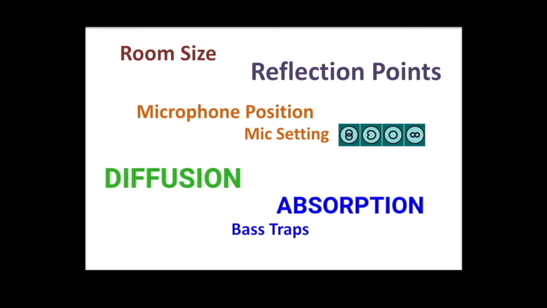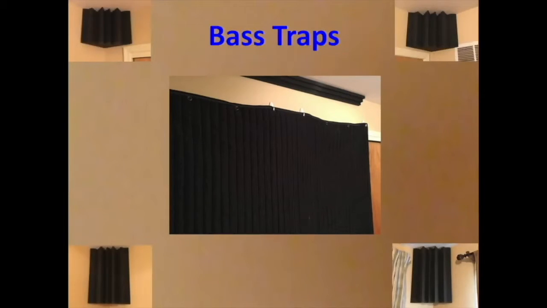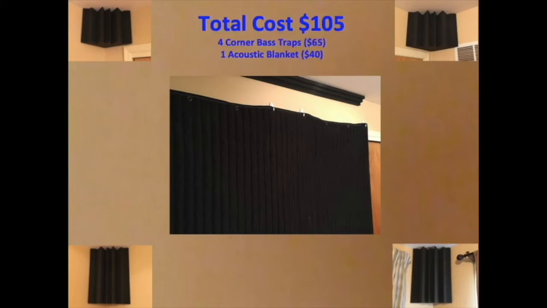So after giving the matter some thought, here's where I landed. Got an acoustic blanket, put bass traps up in the corners, and did a little DIY. Hung a thick comforter blanket on one bare wall. And this cost $105. So yeah, I decided to start with absorption, and after I get some mixing experience with this setup, I'll reassess, maybe add a diffuser. Yeah, we'll see.